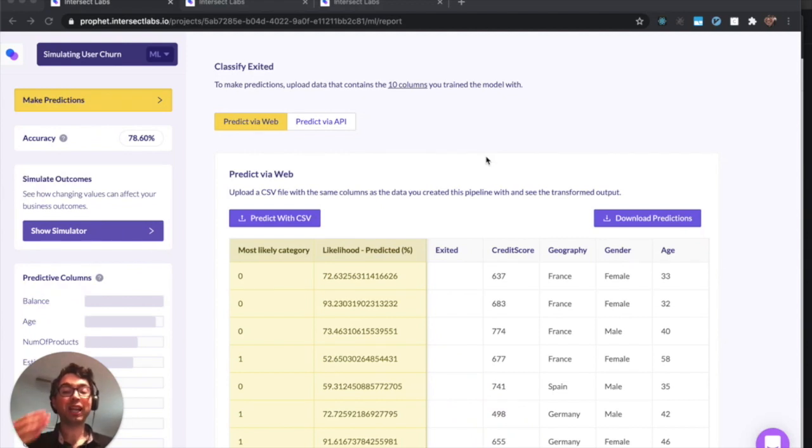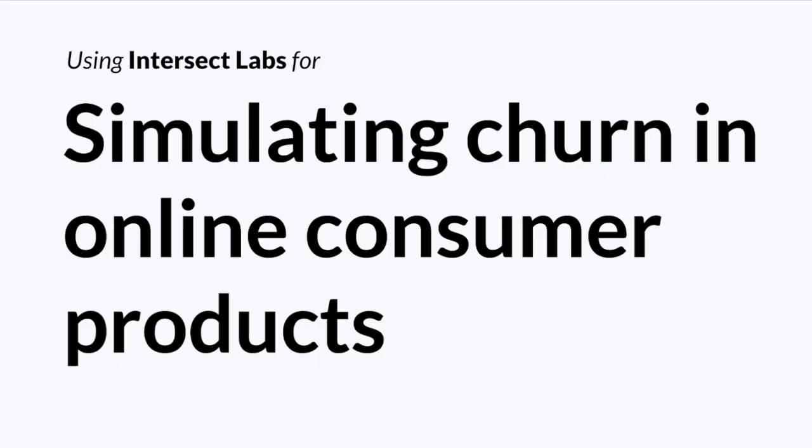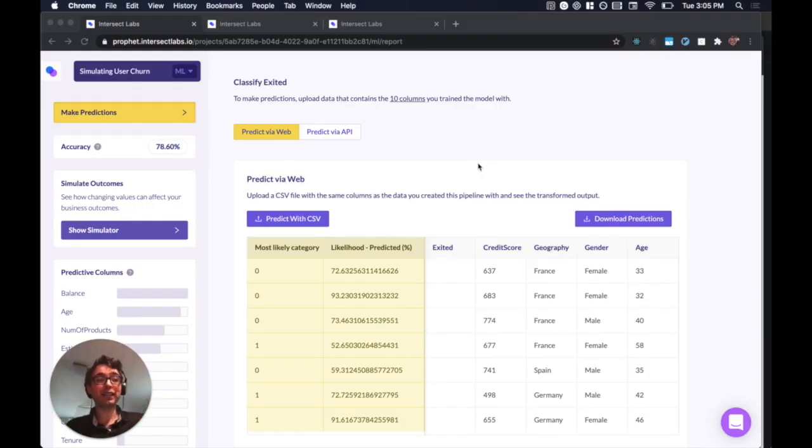What if you could see the potential impact of your business decisions before you ever make them? Intersect Labs gives you the next best thing. So once you've trained a model, the simulator enables you to run what-if scenarios and understand the impact of business factors on your target outcome.